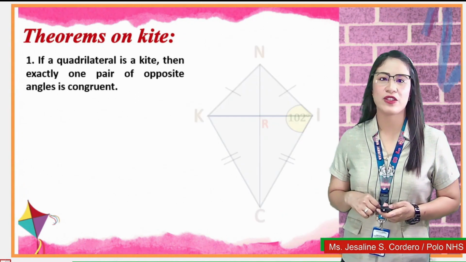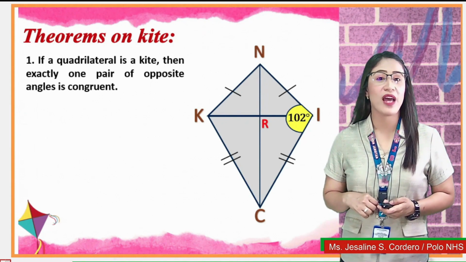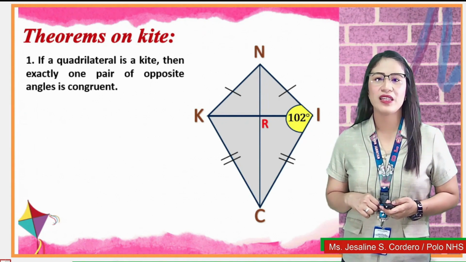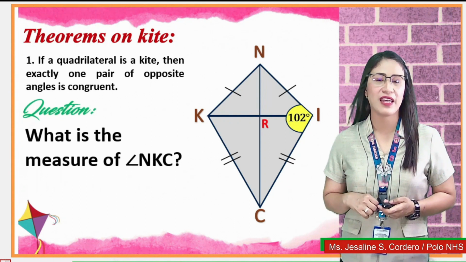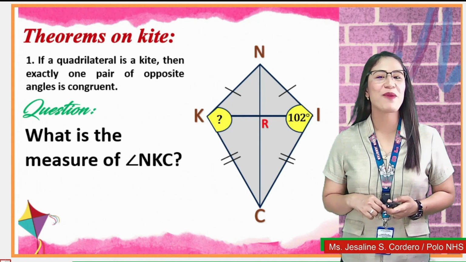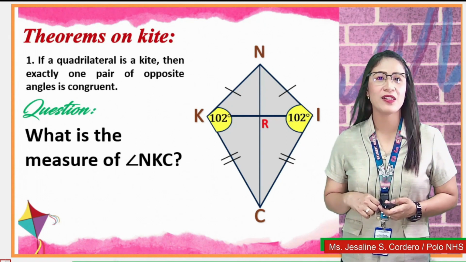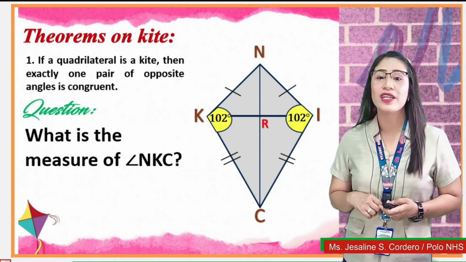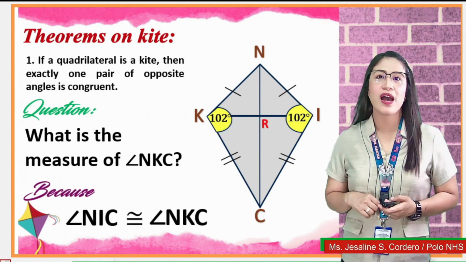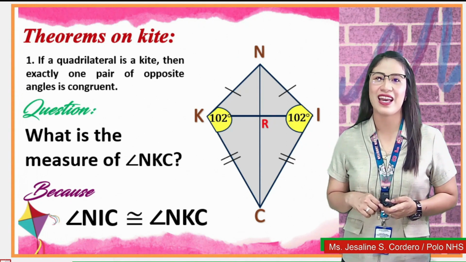Let's have this question. If angle NIC is 102 degrees, what is the measure of angle NKC? Comment down your answer. Very good. It is also 102 degrees because angle NIC is congruent to angle NKC.